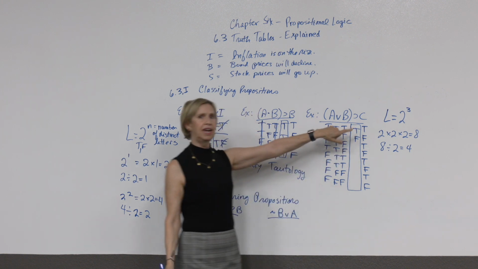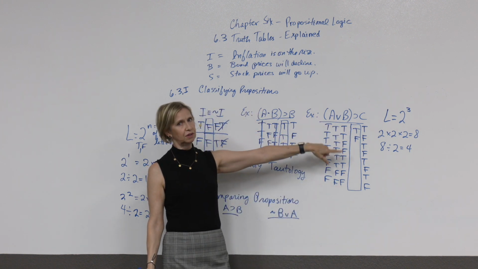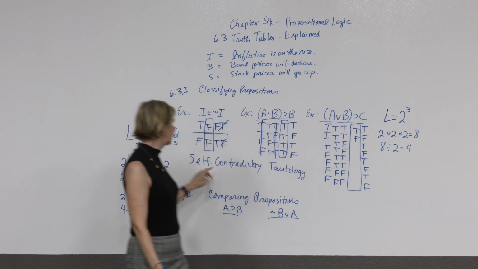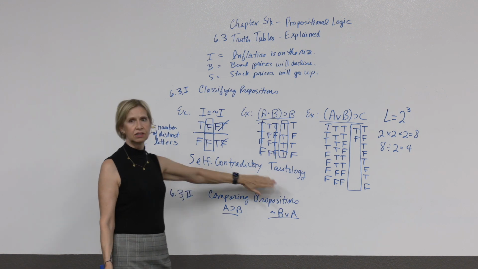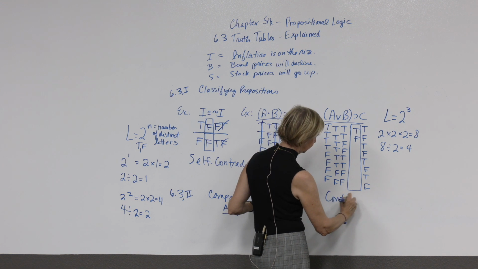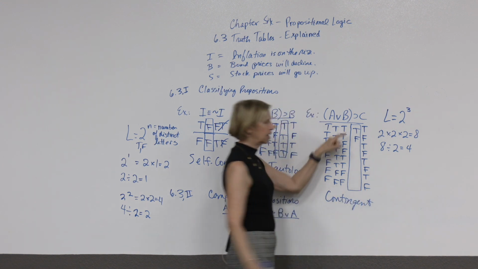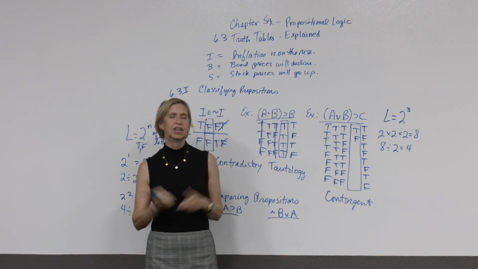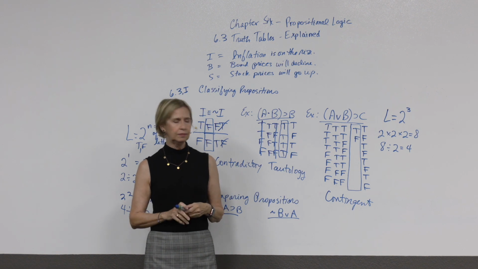Now, as soon as you have 1 true and 1 false, it can no longer be classified as self-contradictory or tautology. This, you wouldn't even have to fill the rest of it out. It's going to be contingent. Under the main operator, if you have at least 1 true and 1 false, it's a contingent proposition.